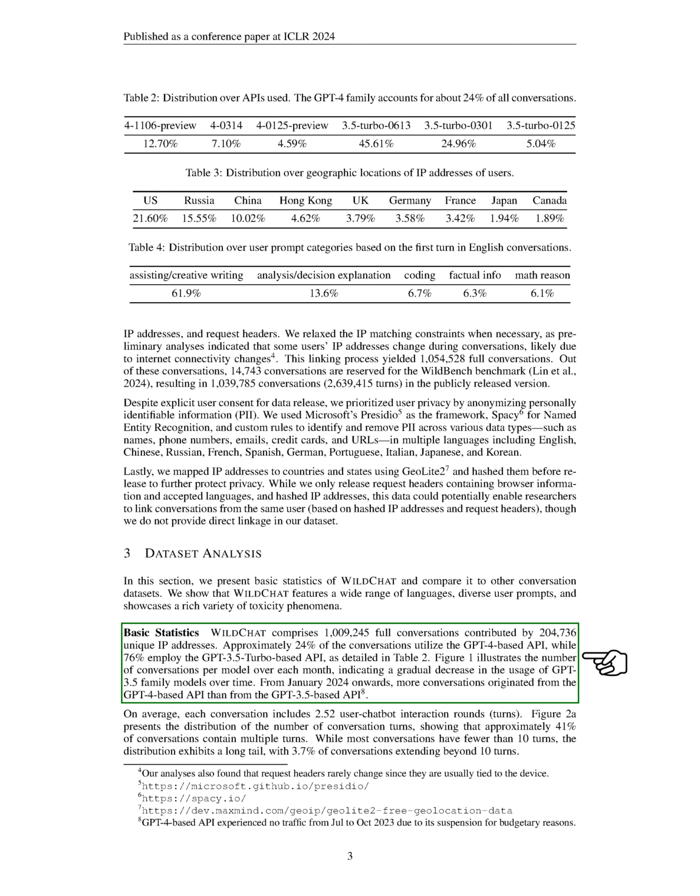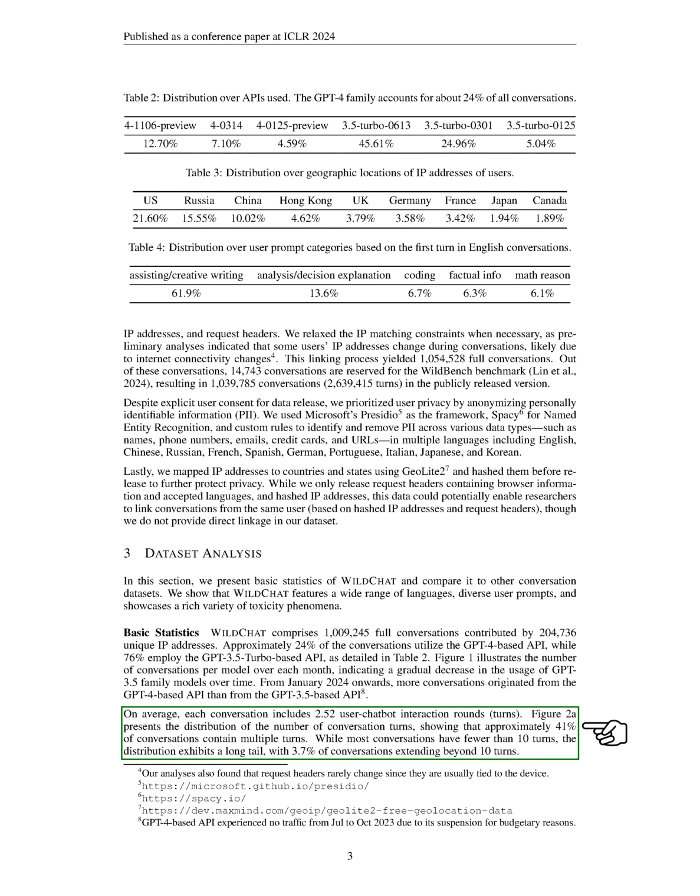WILDCHAT consists of 1,009,245 complete conversations contributed by 204,736 unique IP addresses. Around 24% of the conversations use the GPT-4-based API, while 76% use the GPT 3.5 Turbo-based API. Over time, there has been a decrease in the use of GPT 3.5 family models, with more conversations coming from the GPT-4-based API since January 2024. On average, each conversation involves 2.52 rounds of interaction between the user and the chatbot.